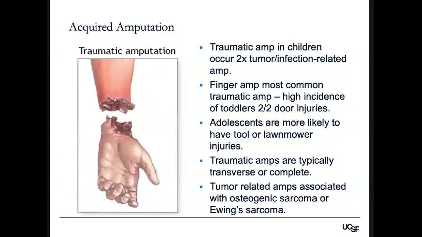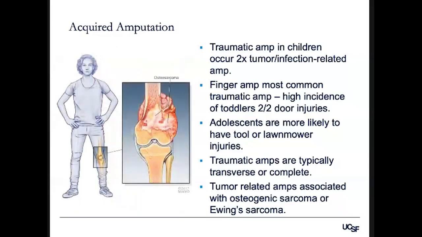Traumatic amputations typically result in a transverse or complete amputation of a limb, and actually may be complicated by severe soft tissue loss or trauma to other parts of the body as a result of the injury.